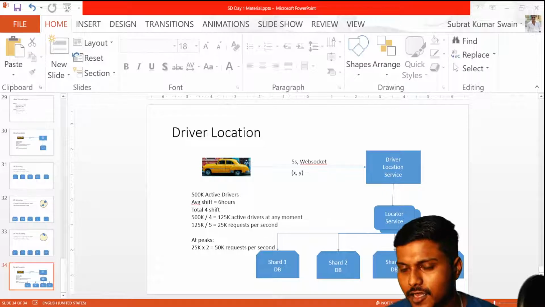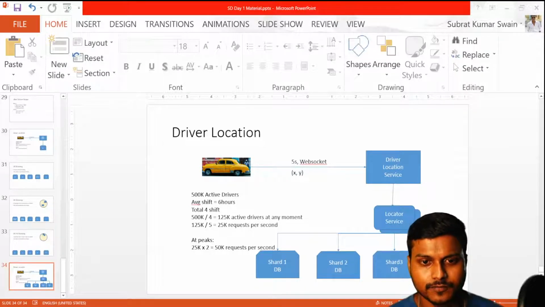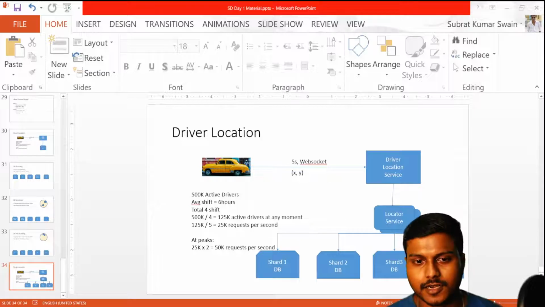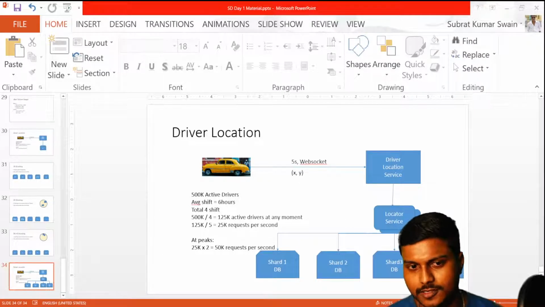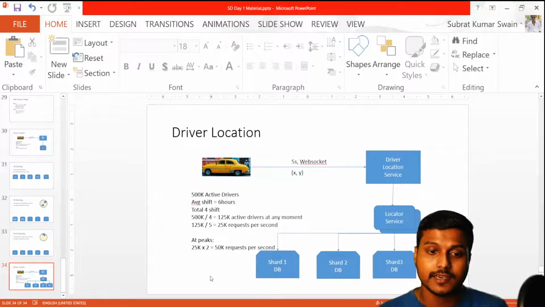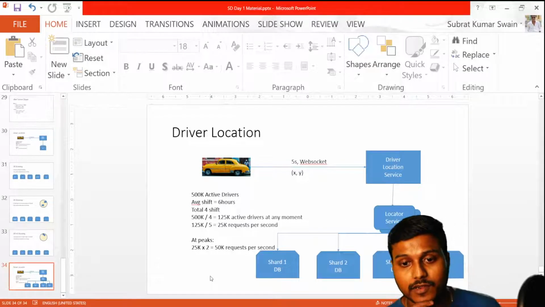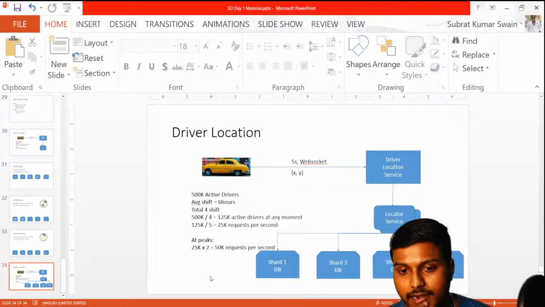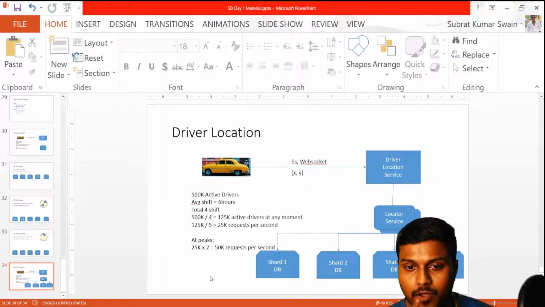I hope you are getting the essence of system design. System design is not about coding. It's all about the pre-development phase. What we decided here is that we figured out how many requests there should be, so we need a locator service load balancer which would map this, we need the driver location service, and we need to shard these DBs. If you go directly to the development phase, you might not think about this.